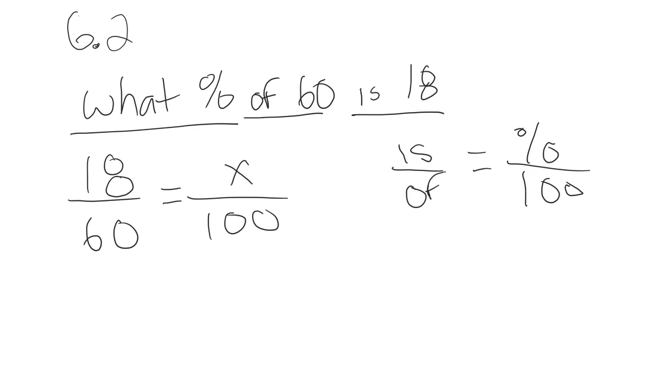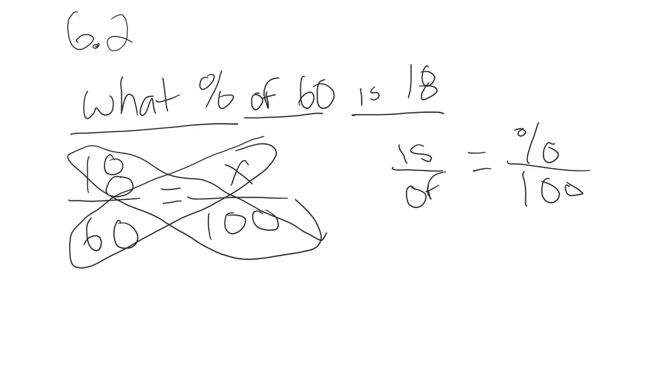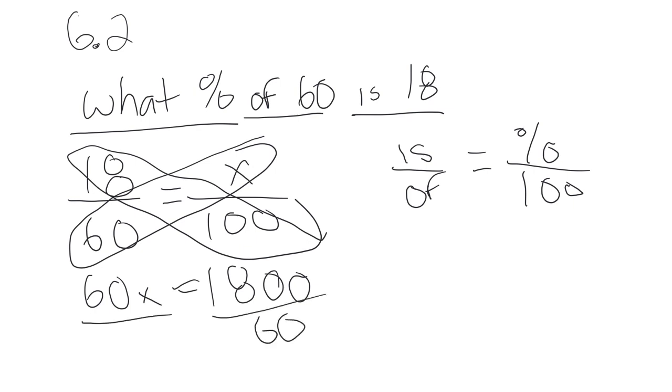Now, since this is a proportion, like what we were doing yesterday, that means that these guys multiplied together equal these guys multiplied together. So 60x is going to be the same as 1,800. All right. So now we have to go ahead and solve for x. Divide by 60. X would equal 30. All right. That's an example of a percent proportion.